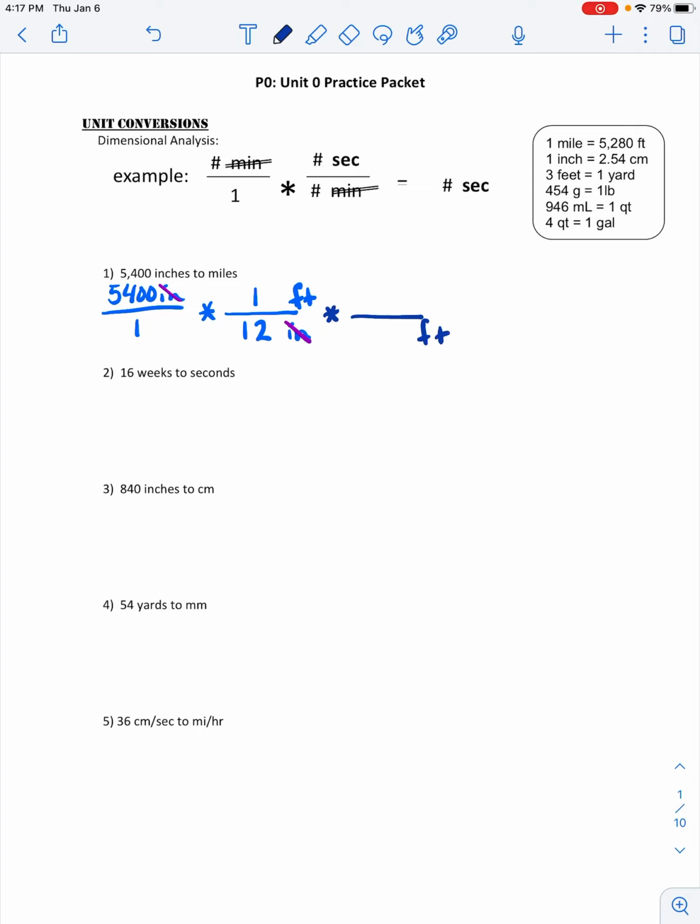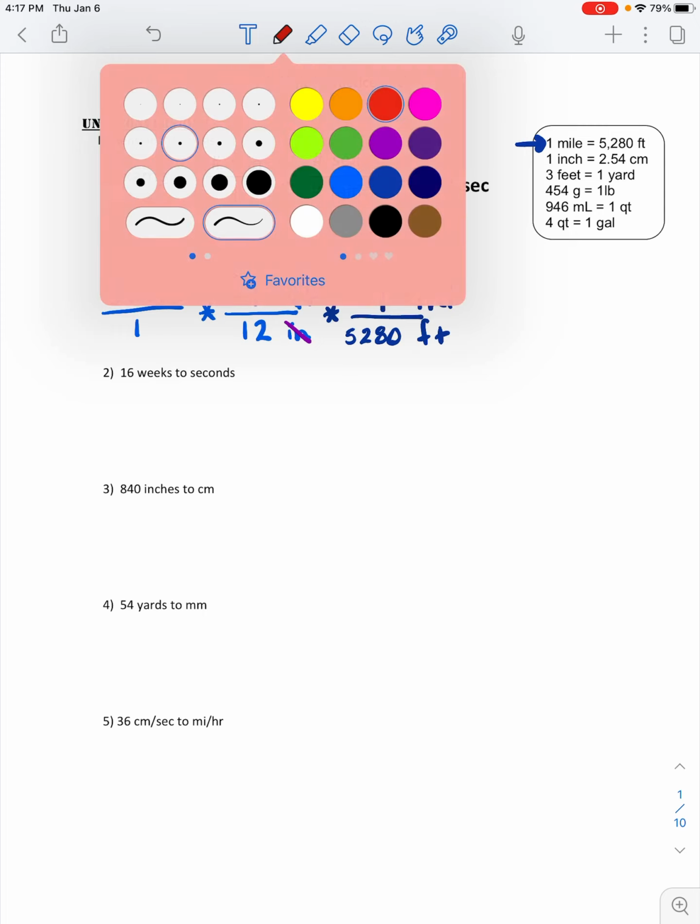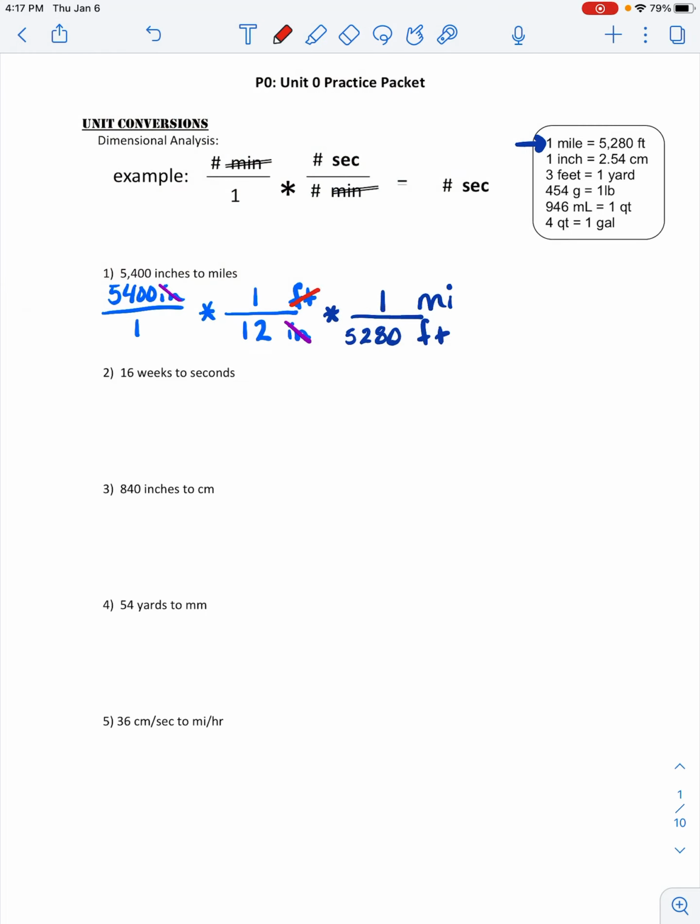I do know the relationship of feet and miles because it's represented here on the chart. So I am going to put miles here, and we're going to use an MI for miles. A mile is bigger than a foot, so the number 1 goes with miles, and this tells me 5,280 feet is how many feet it takes to make a mile. So now when I look at my units, I have feet present in the numerator and in the denominator, so feet cancels out, which means that when I complete my calculation, the only unit left is going to be miles, which is what we want the answer to be in.